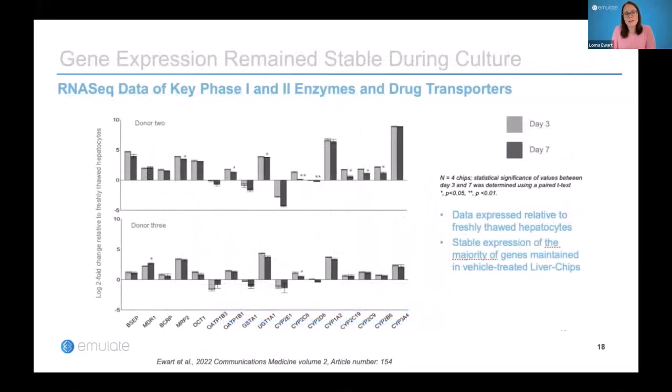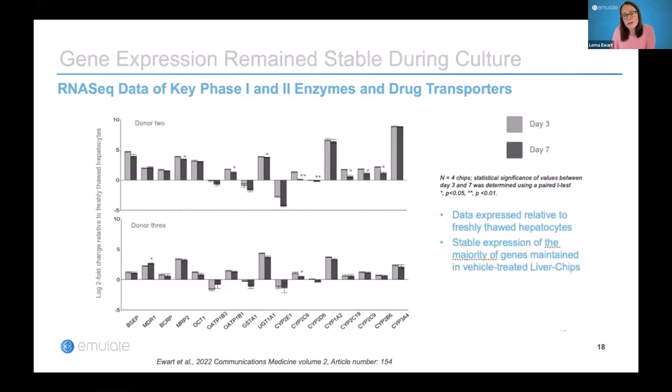The IQ also asked us to look at gene expression, and the gene expression here is particularly important because they chose 17 genes that represent major drug metabolizing enzymes as well as drug transporters. And one of the first things that typically happens when hepatocytes are in culture is they switch off a lot of the gene expression for these key drug transporters and drug metabolizing enzymes.